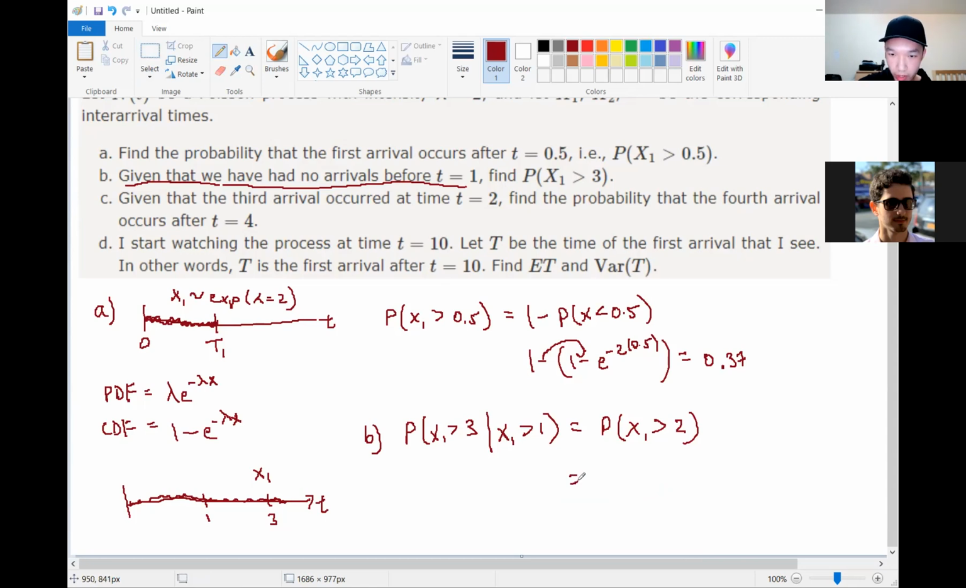Okay, so if this is what we're dealing with, then we should be able to find the answer. This would be 1 minus the probability that x of 1 is less than 2, which is 1 minus e to the negative 2 times 2, which I think I got 0.0183.